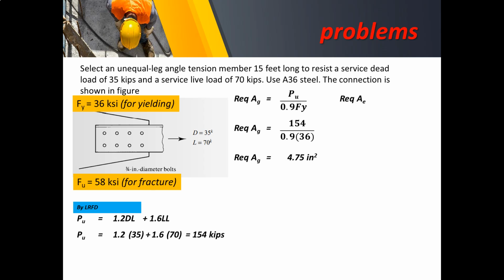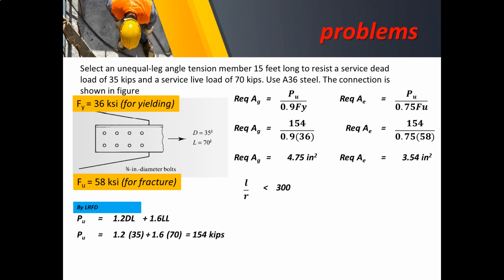For fracture, we can consider the required effective area. So now we will be dealing with Fu. We just have to substitute the values, 154 for the factored load and 58 for our Fu. Therefore, the required effective area will be equal to 3.54 square inches. So we would want to determine this provision. Of course, L over R should be less than 300.